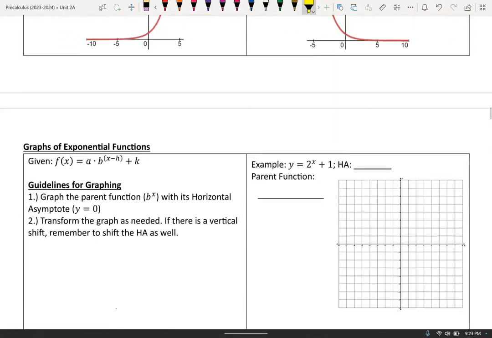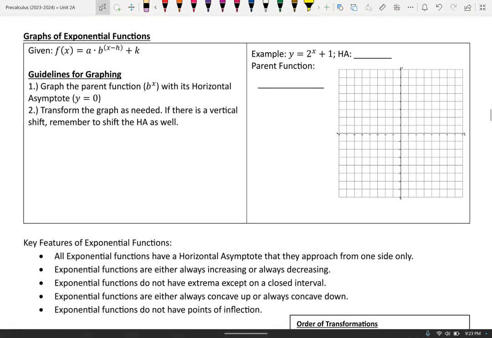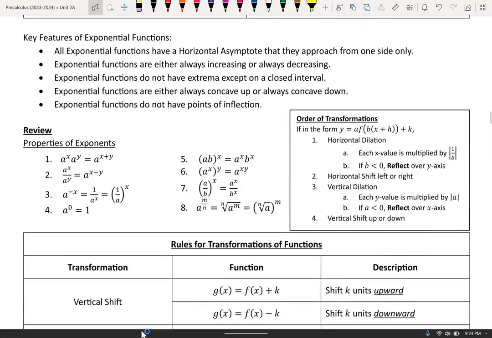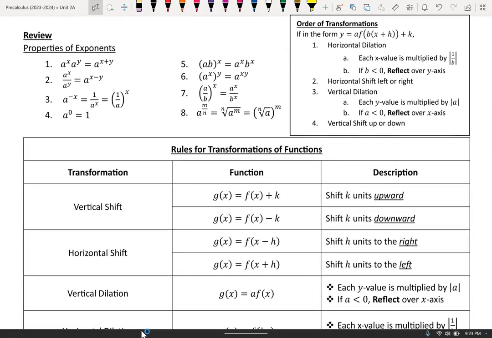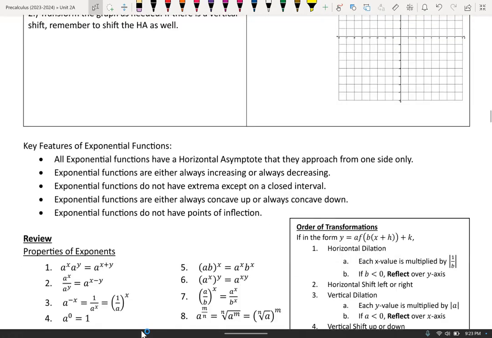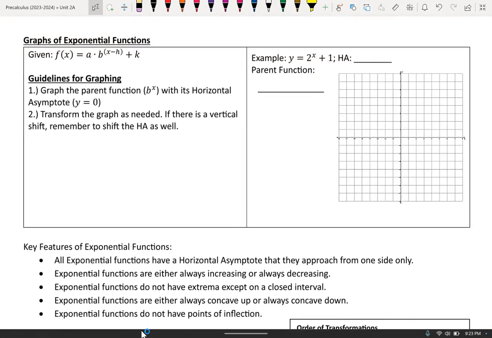All right, let's go ahead and move on to the next page. We're going to be graphing exponential functions now. In graphing exponential functions, we are going to be using our transformations again, our properties of exponents and transformations that we have seen before. And so we have this form, a little bit more involved, because we are wanting to indicate all the possible transformations.